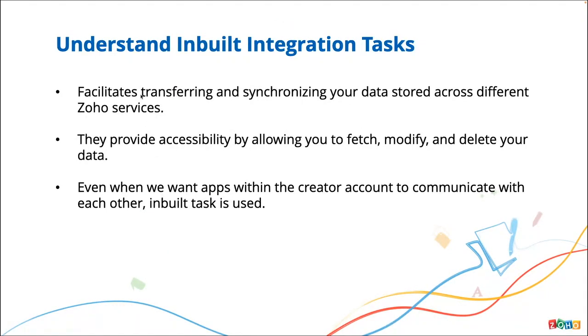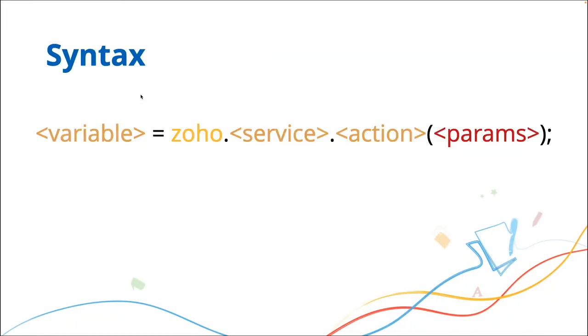Ideally, this type of integration method is going to help you facilitate transferring your data to the data that is stored across different Zoho services. In this way, it's going to provide accessibility to allow you to fetch, modify, and delete your data. So even when you want applications within your Creator to communicate with each other, you can go for this specific inbuilt integration task method. Now this is the syntax structure. You declare a variable and then choose your Zoho service. You define your actions and parameters.